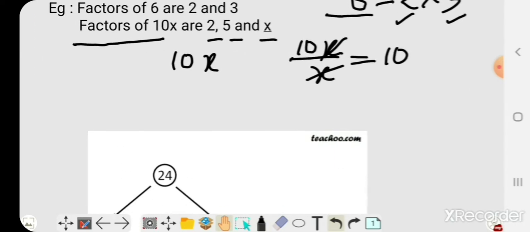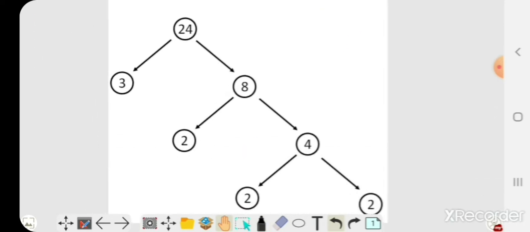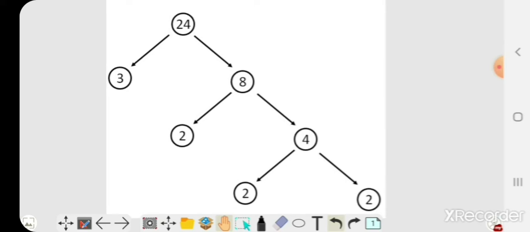In previous classes we learned like this: factor tree. Factor means breaking down a number, and here we can say breaking down any algebraic expression, because this chapter is all about algebraic expressions, the factors of algebraic expressions. Here 24 was a number which was broken down into 3 into 8 because 3 8s are 24. Then again 8 was broken down, and then the further numbers are broken down. So simply we will understand here how to factorize algebraic expressions.